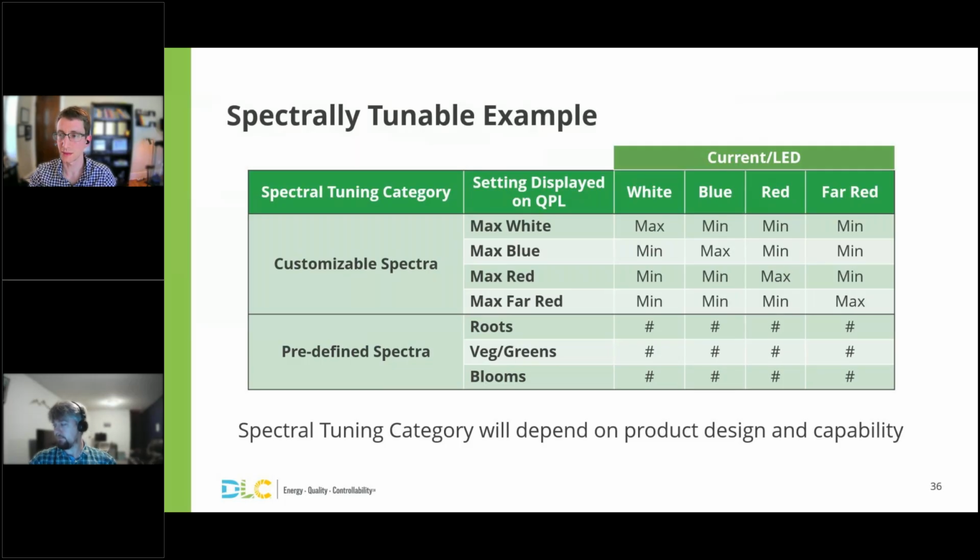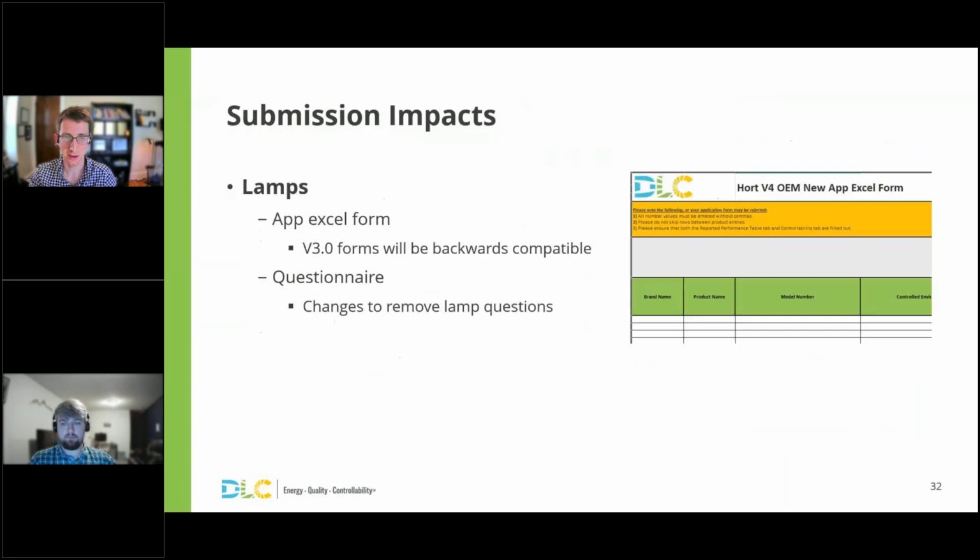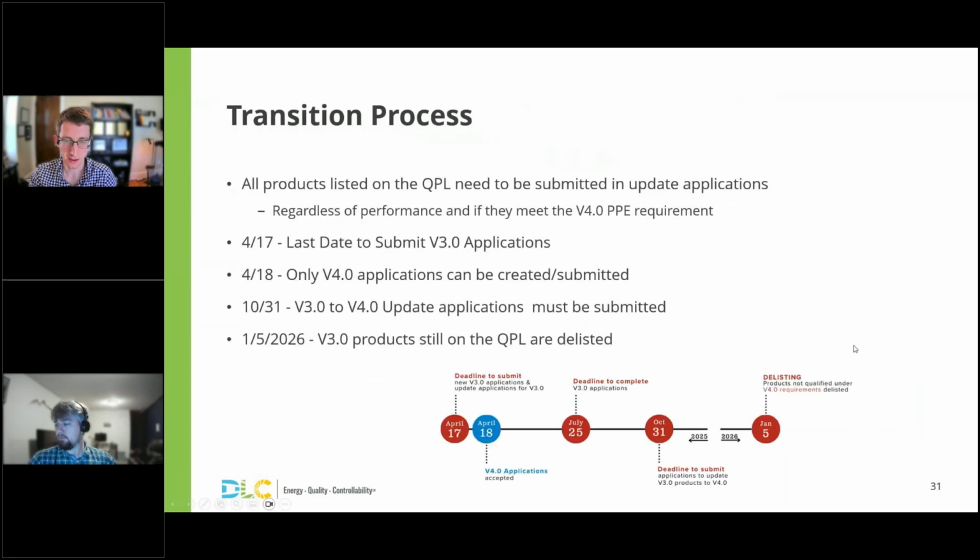And there was another question on the timeline that I could speak to specifically about the October 31st date. If you're submitting a new product, can you submit for version 4.0 after that October 31st date? The answer is yes. That October 31st date is just the last date to submit your version 3 products to update to version 4 so that they don't get delisted by that January 5th date.